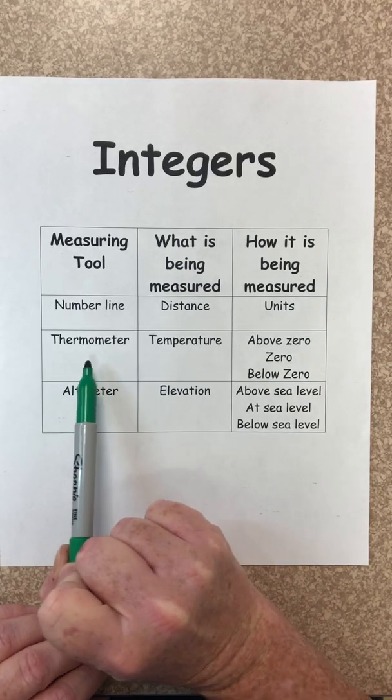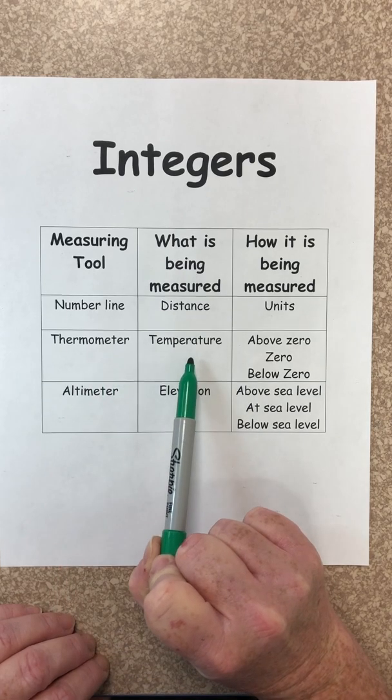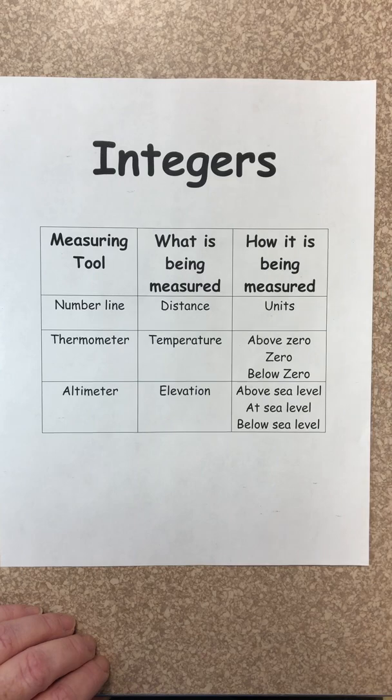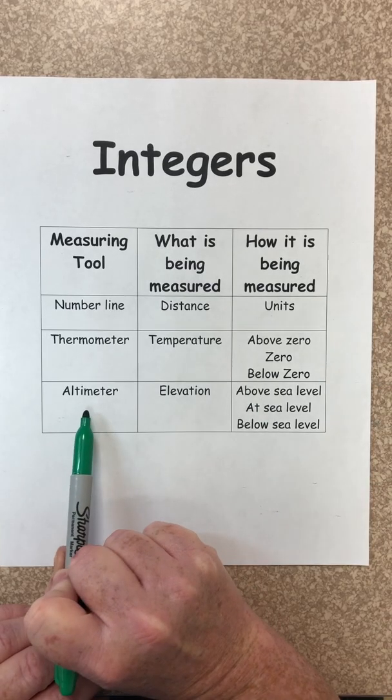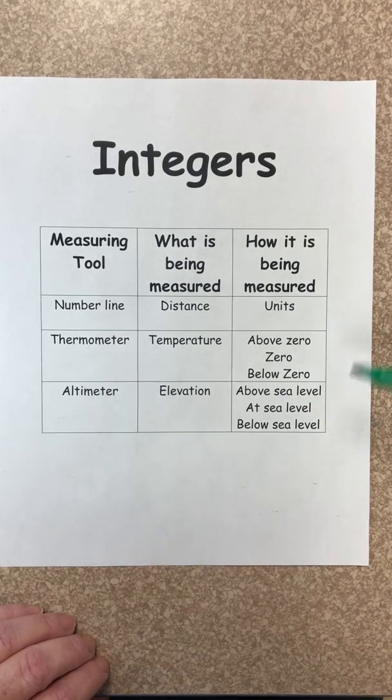A thermometer is a measuring tool. It measures temperature, and usually you'll find these vertical. And what is being measured is above 0, 0, and below 0. Next is altimeter, and that measures elevation. So you will see the words or the phrases above sea level, at sea level, or below sea level.